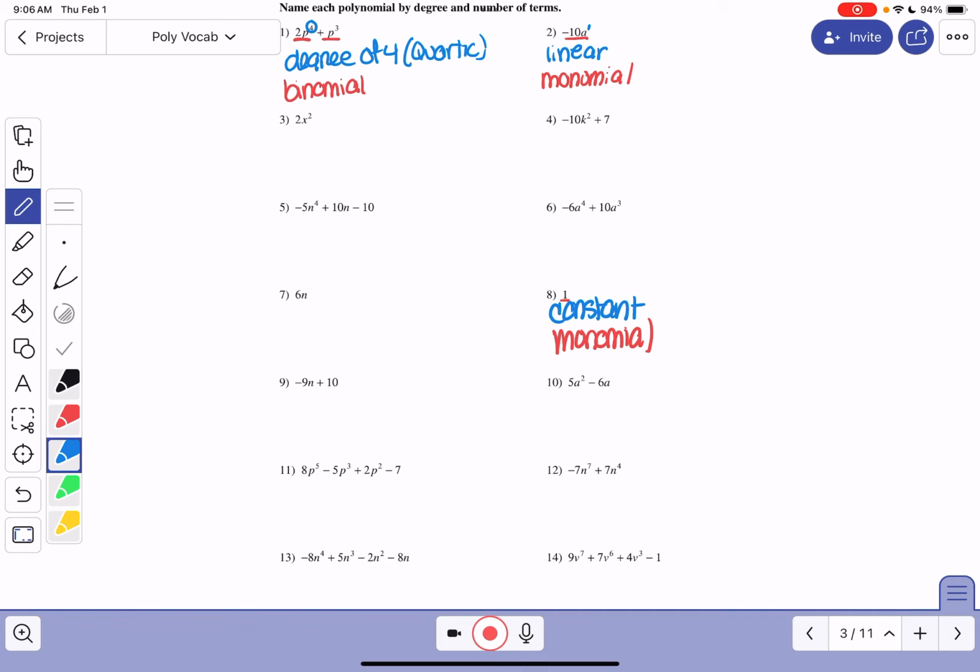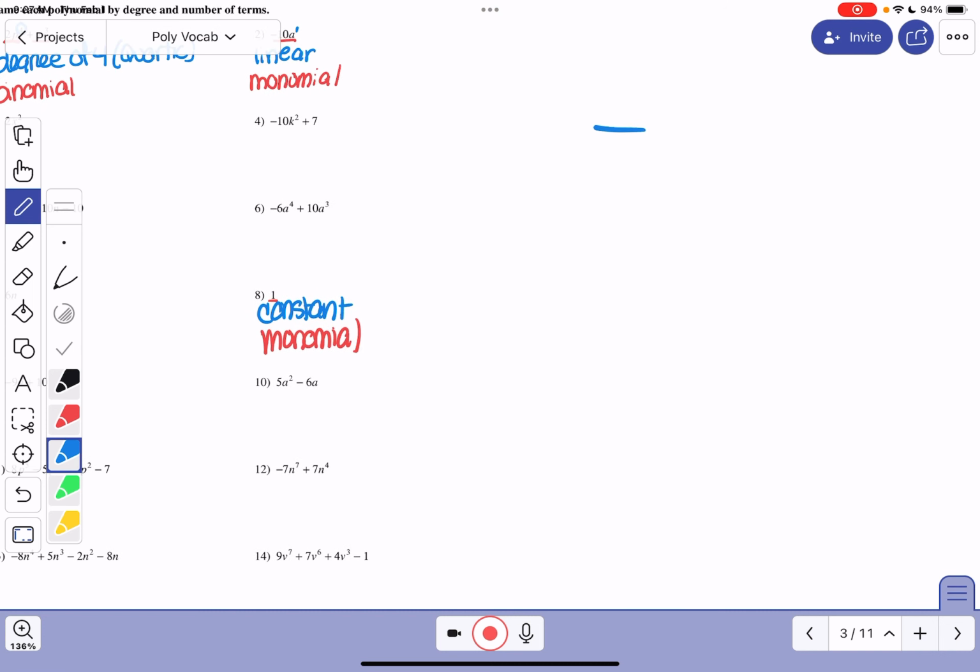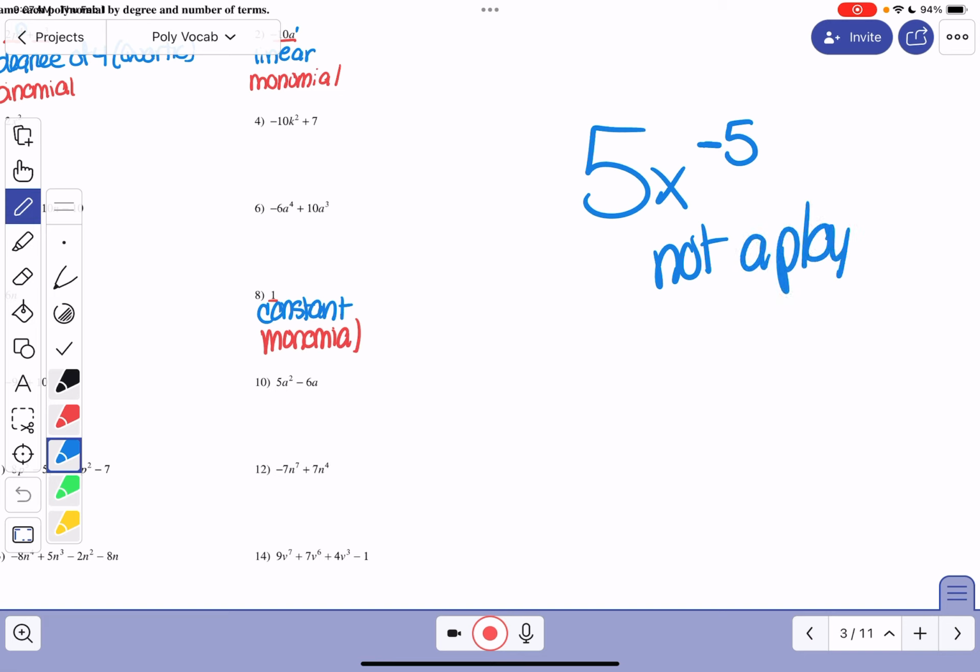One big thing is when you're really doing this, if you ever come across one that has a negative exponent, it's not a polynomial. They can't have negative exponents.